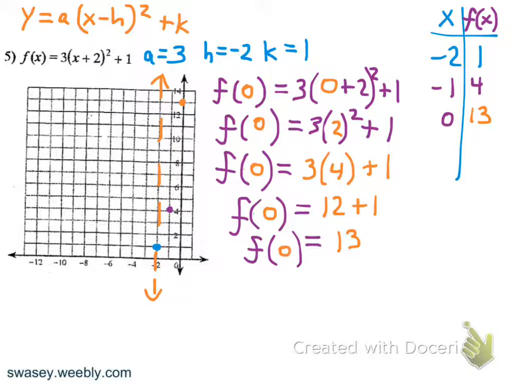Now we'll reflect those across that axis of symmetry, or mirror those. So the point negative 1, 4 reflected across becomes negative 3, 4. And then the point 0, 13 reflected across becomes negative 4, 13. Connect those with a smooth curve and you'll have your parabola.